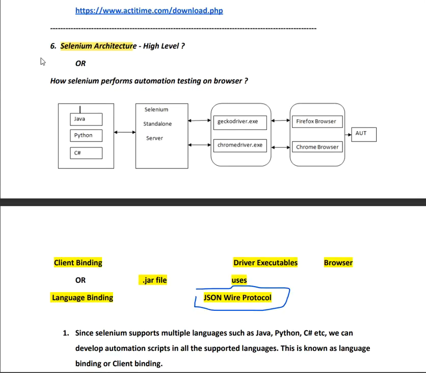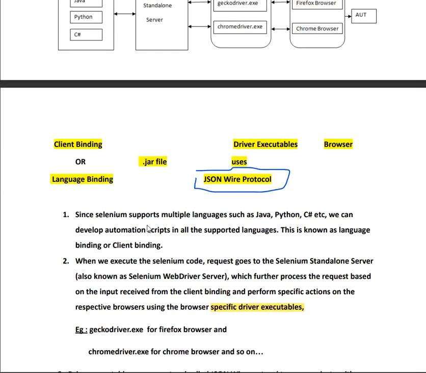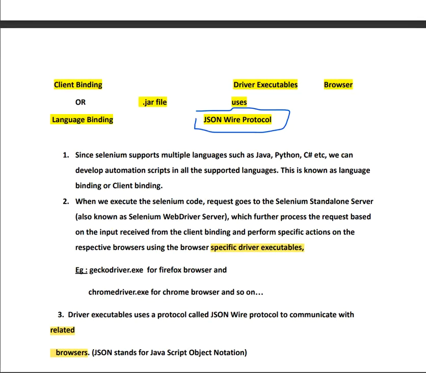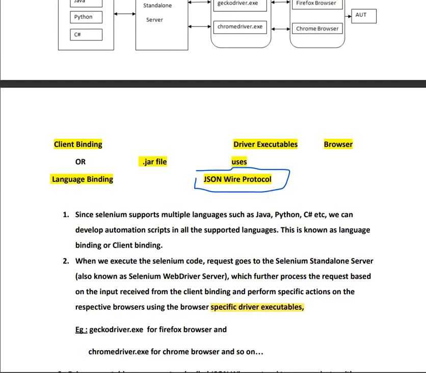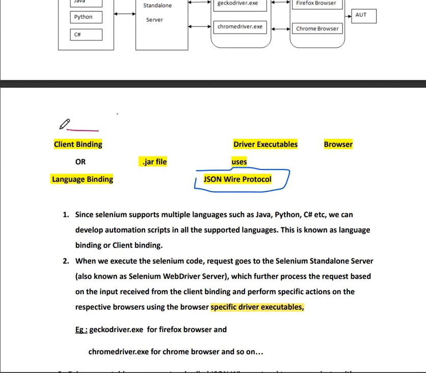Now we will see the Selenium architecture, of how Selenium performs automation testing on the browser. So here we are seeing the languages, the Selenium standalone server, the browser driver executable file, and the real browser. So first, since Selenium supports multiple languages such as Java, Python, C#, we can develop the automation script in all supported languages. This is known as the language binding. Language binding means we have to create our test script with the help of these supporting languages.